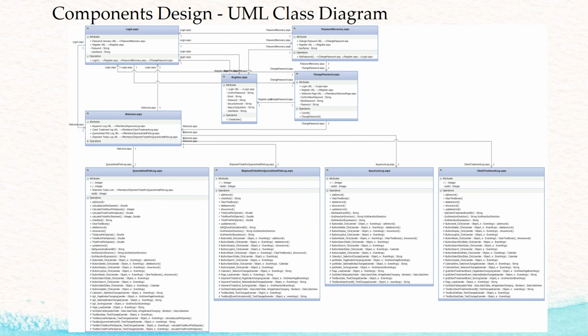Here is a detailed components UML class diagram. All the attributes and methods are included under each class.